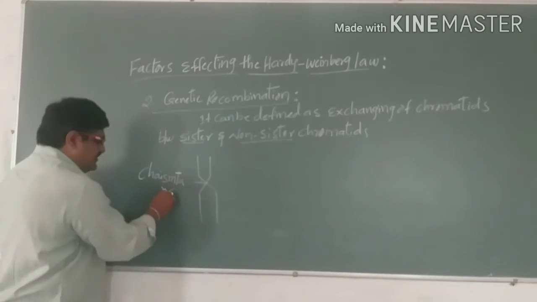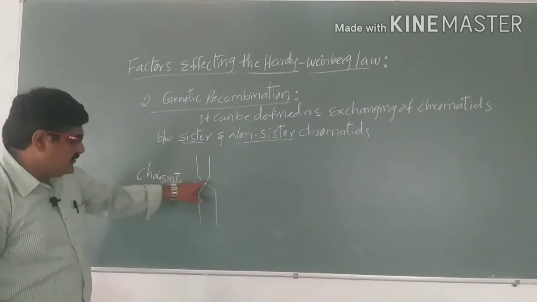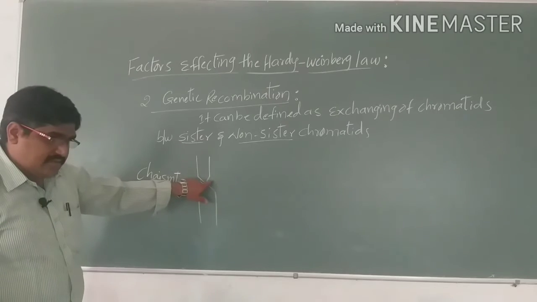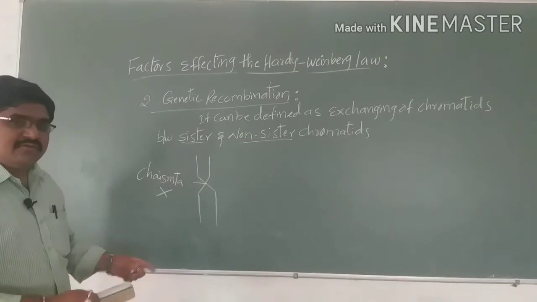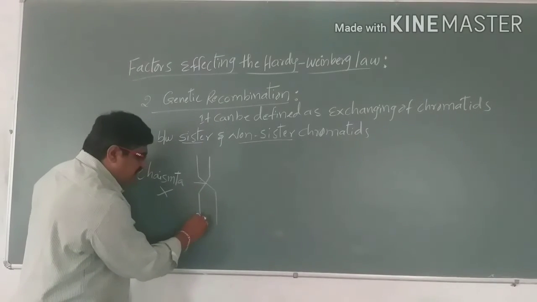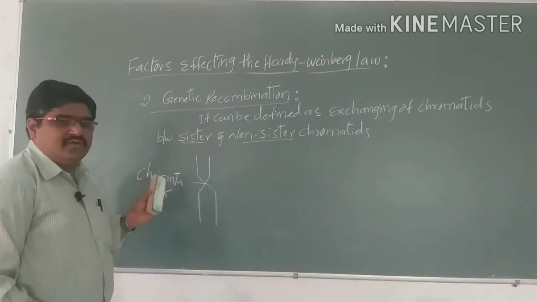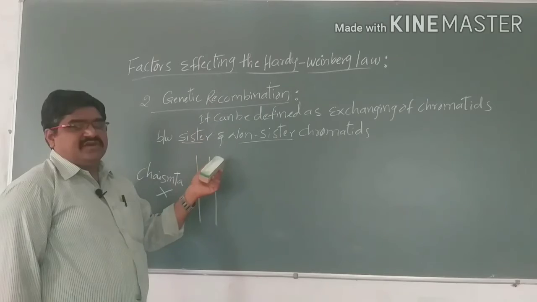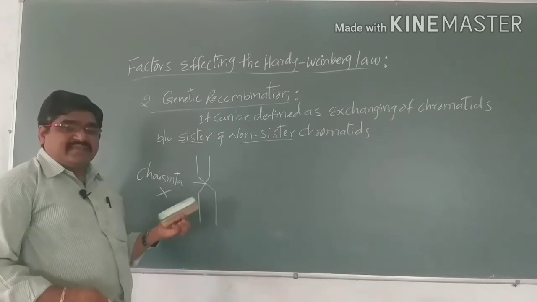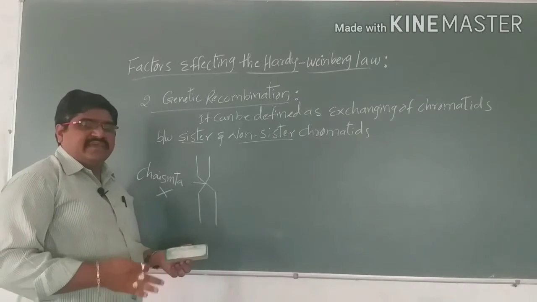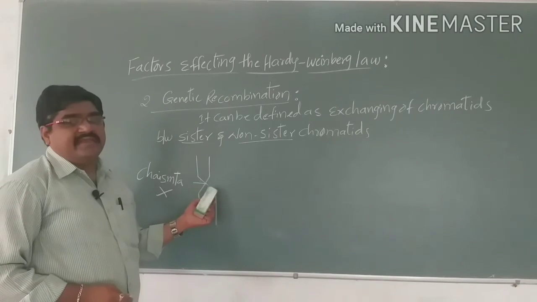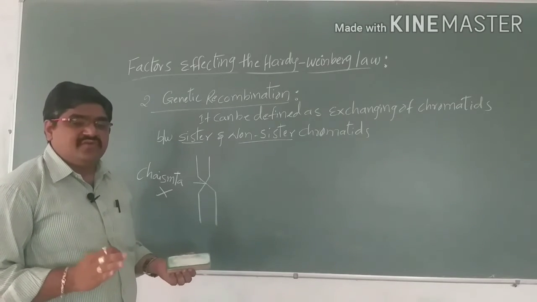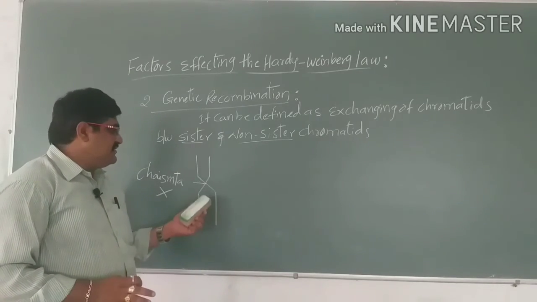That means an X-shaped formation takes place. Due to this, one chromatid of a chromosome is exchanged with a chromatid of the other, so new recombinations are produced in an organism. This is mainly due to sister and non-sister chromatids. Along with the parental characters, extra characters are also produced, which leads to genetic recombination. These new characters are helpful for evolution.